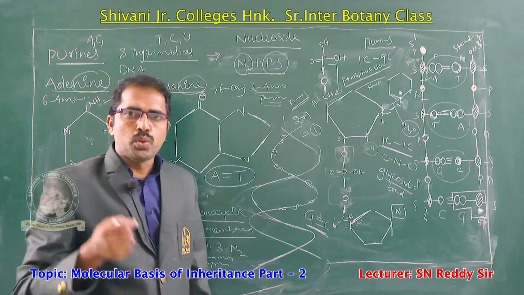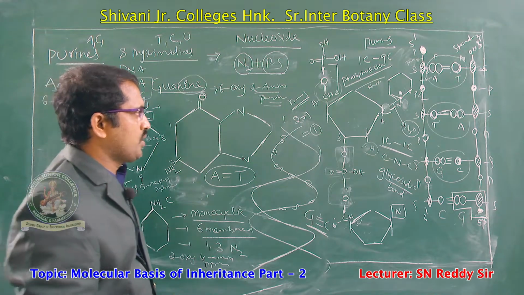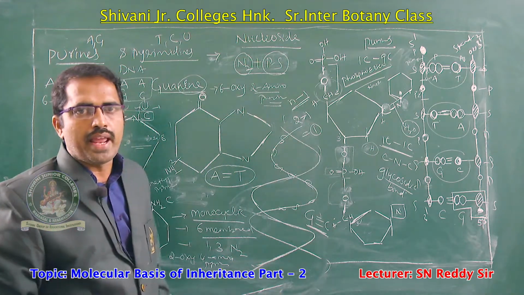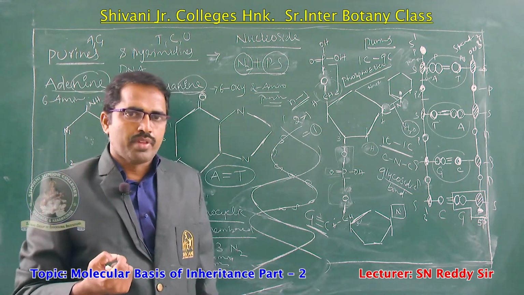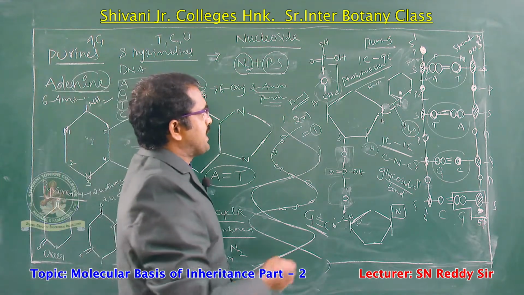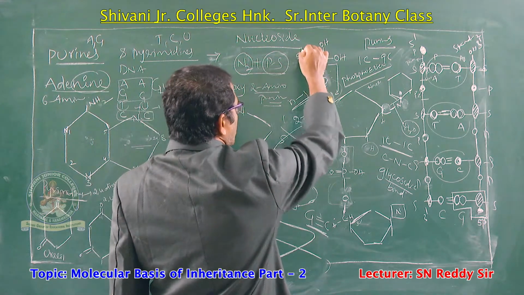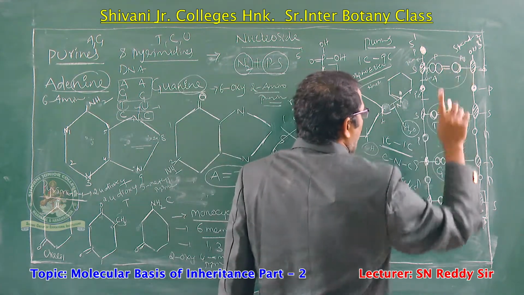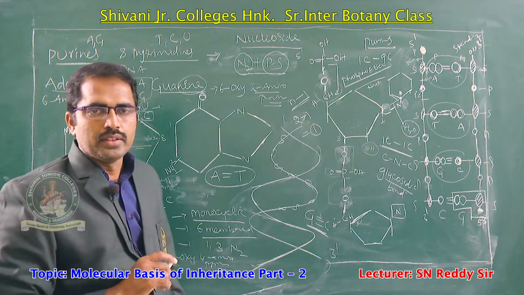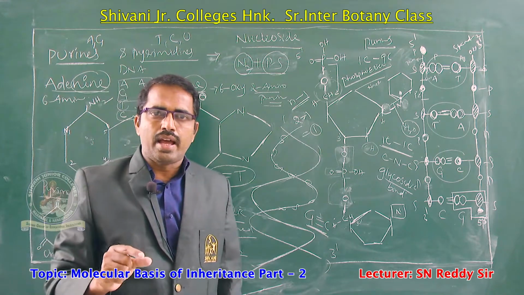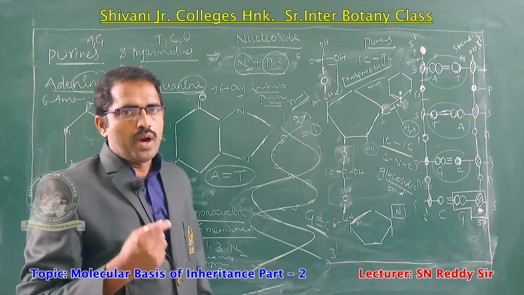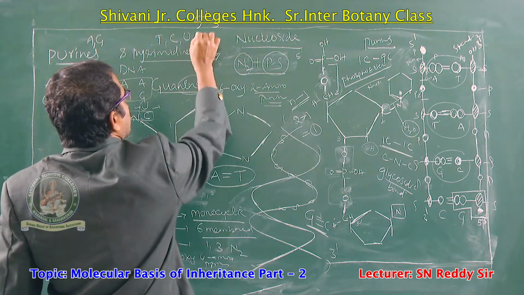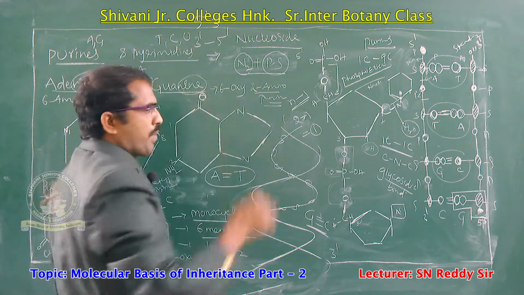When you observe the two strands, these two strands are always in an anti-parallel manner. That means one strand is in the direction of 5' to 3', and the other strand is in the direction of 3' to 5'. So the two strands in the case of DNA are arranged in an anti-parallel manner. One strand is 5' to 3', the other strand is 3' to 5'.